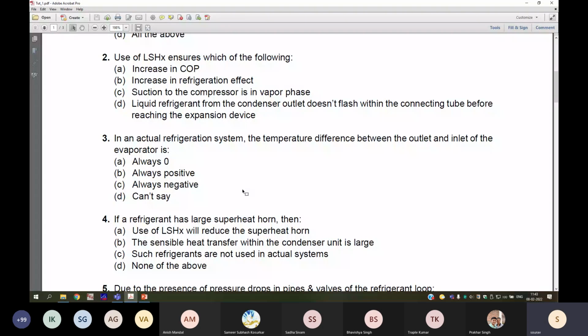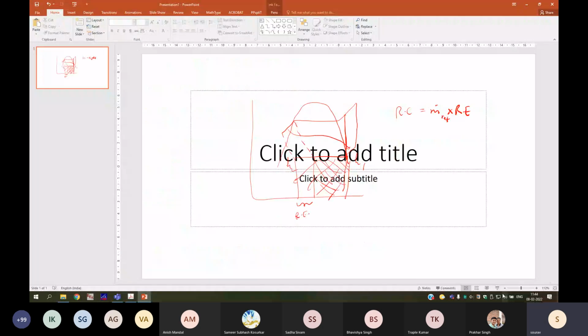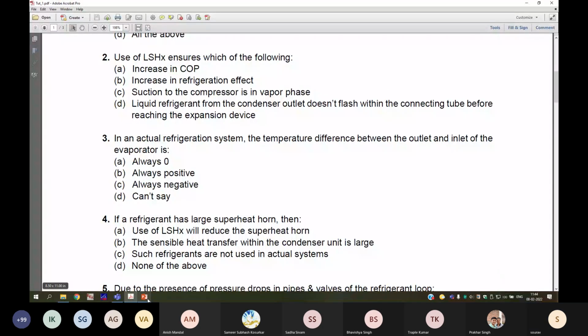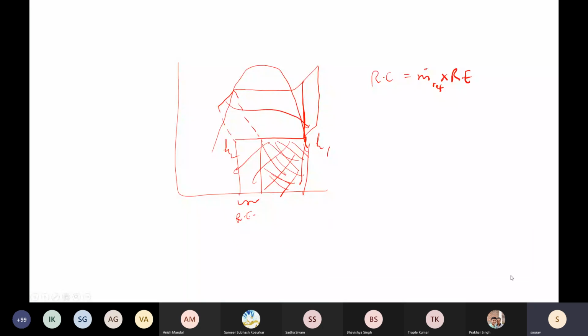Okay. So the third question: in an actual refrigeration system, the temperature difference between the outlet and the inlet of the evaporator is always zero, always positive, always negative, or can't say? So let's read the question again. In an actual refrigeration system, the temperature difference between the outlet and the inlet of the evaporator. This is the outlet of the evaporator in an actual system we are looking at, not the ideal one. And this is the inlet.